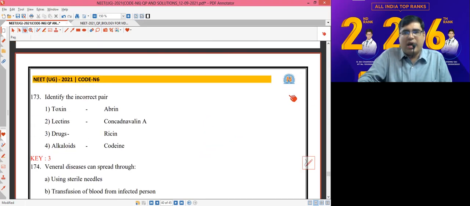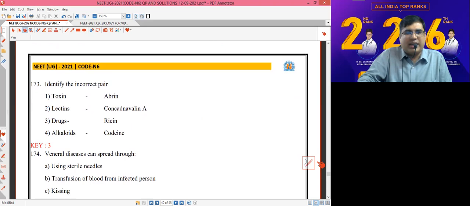Again, next question. Identify the incorrect pair, right? So if we see the incorrect pair, it is again a biomolecule based chapter question. And toxin, abrin is a perfect lectin. Again, even previously in NEET 2020 one question was asked on the same. And if we see, drug is not the racine. So of course, this is the answer as per the question asked.